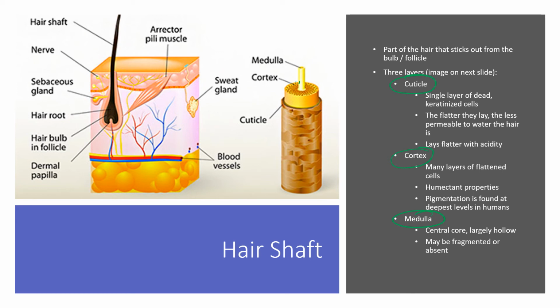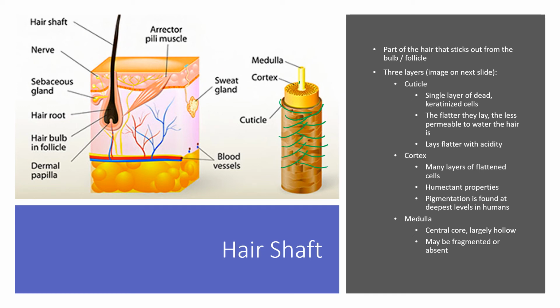It may be entirely absent in some people. The cortex around it is made up of many layers of those flattened cells. It has humectant properties, so it absorbs and hangs on to a lot of moisture. The pigmentation to your hair is found at the deepest layers of the cortex right here along where the medulla is. Your cuticle is 1 cell layer thick of dead keratinized skin cells that are laid down in long, flat shingles along the length of your hair.